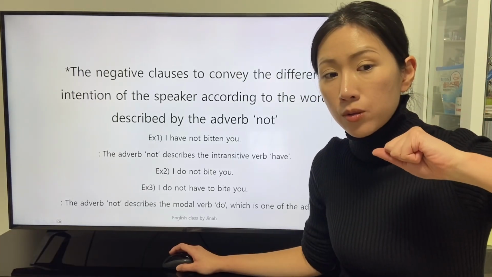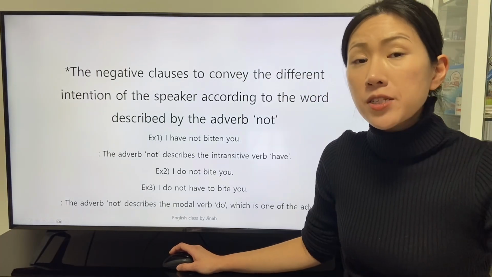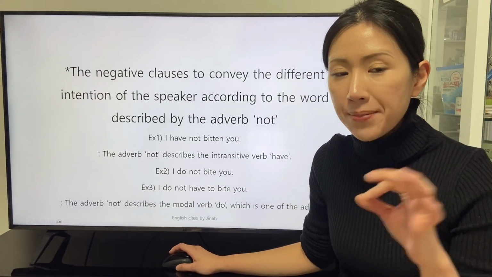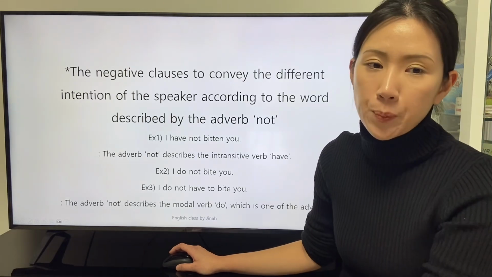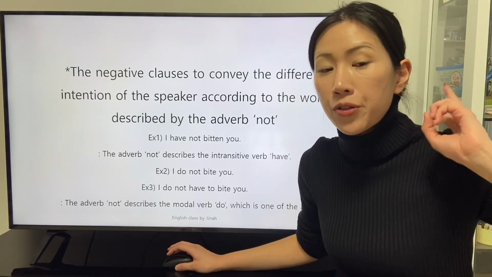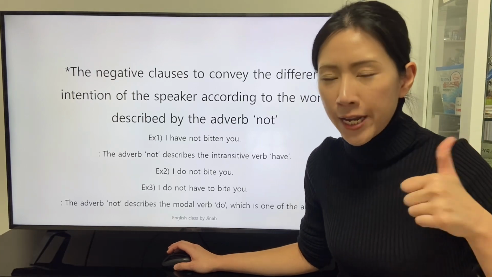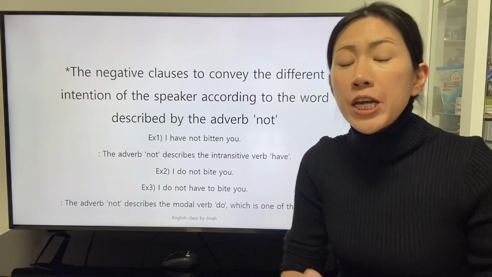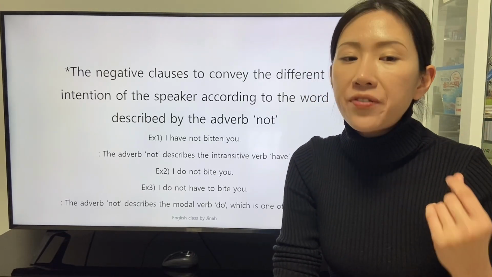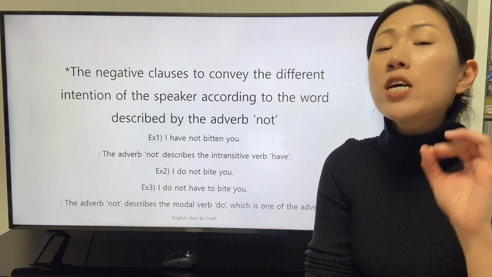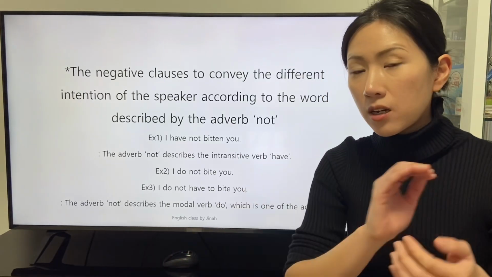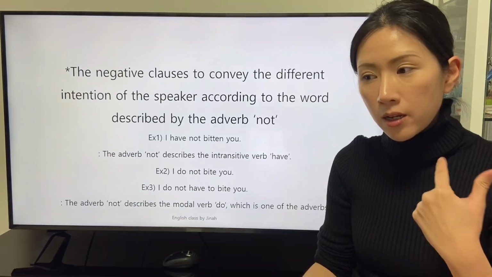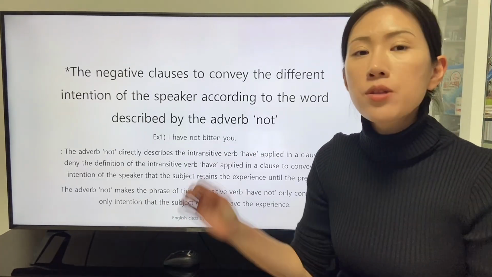There are 3 clauses. The first clause is this: I have not beaten you. The adverb not describes the intransitive verb have. The second and the third clauses are these: I do not bite you and I do not have to bite you. The adverb not describes the modal verb do, which is one of the adverbs. The phase of the description by the adverb not is different. Let's start with the first clause.